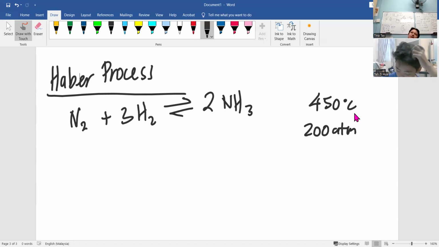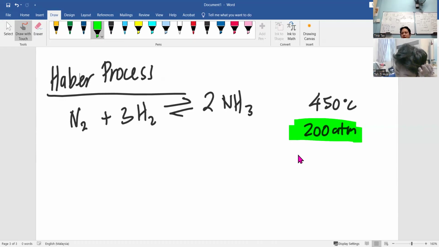Will high pressure have a high yield, and also a high rate? Yes, correct. Okay, so it's a good thing. 200 atmosphere gives us a high yield and also a high rate.